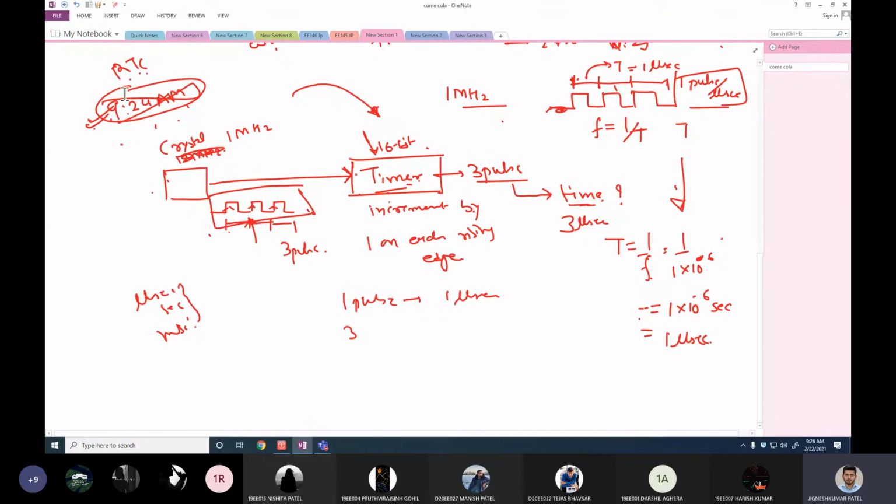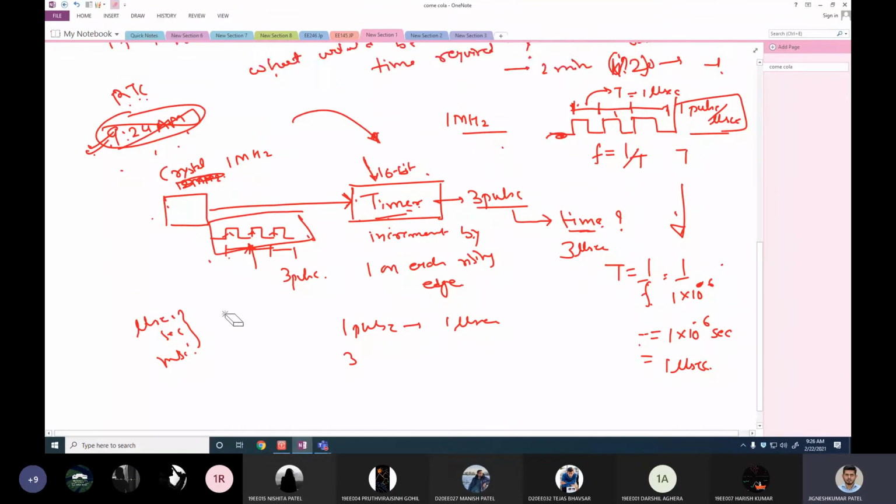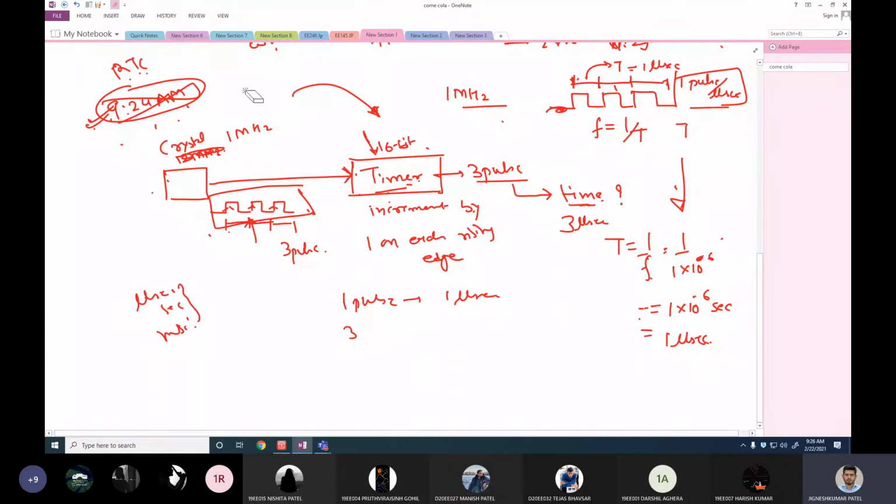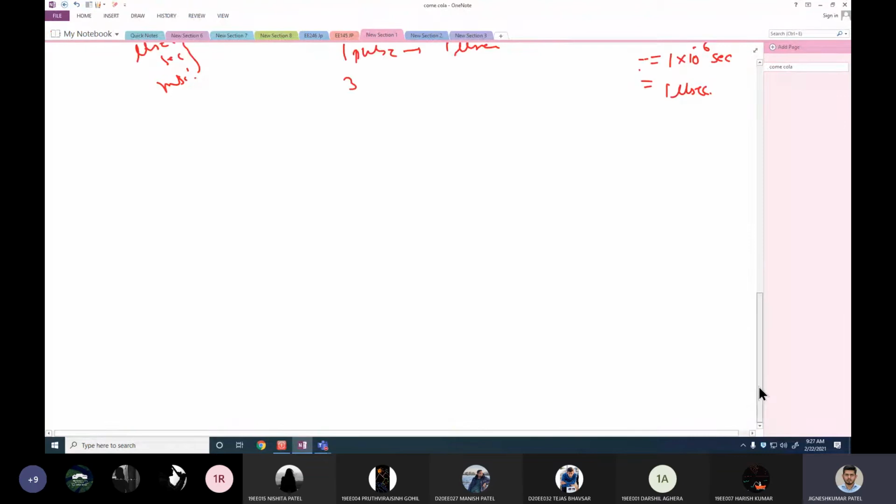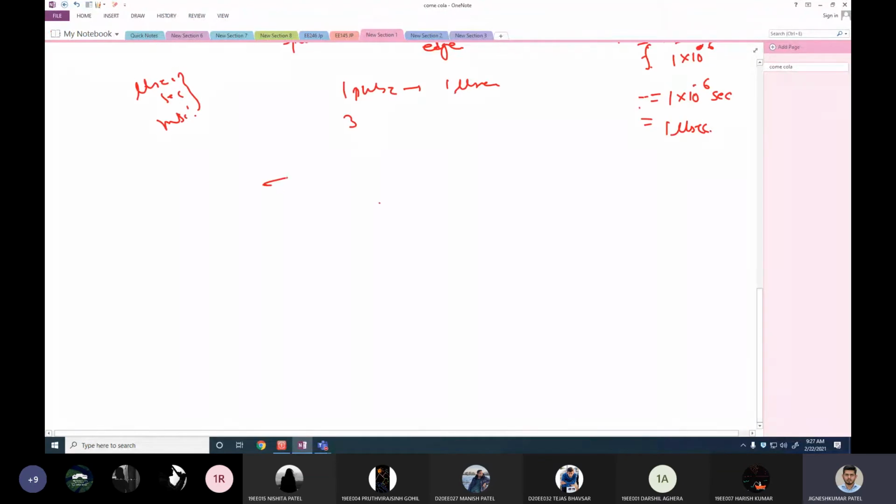Now let's see how this timer works. This is very basic. Now let's see how actually a timer is going to work. See, your timer is basically two registers. The two registers are named THX and TLX. What are THX and TLX? This is timer higher byte and this is timer lower byte.